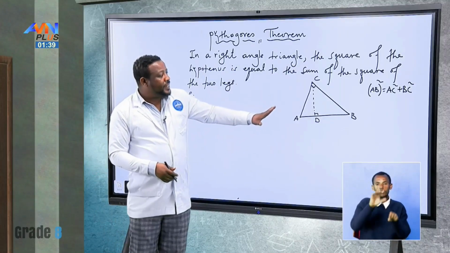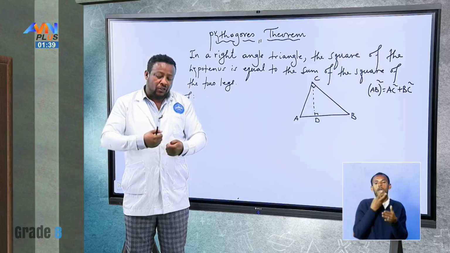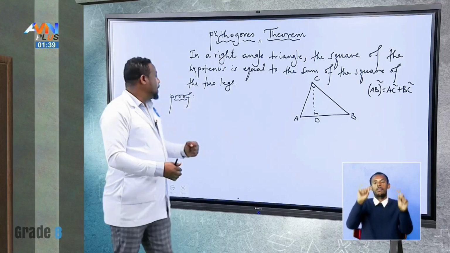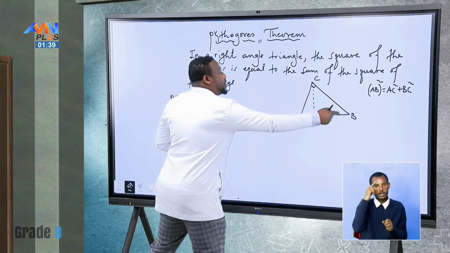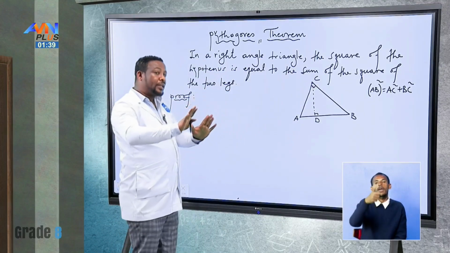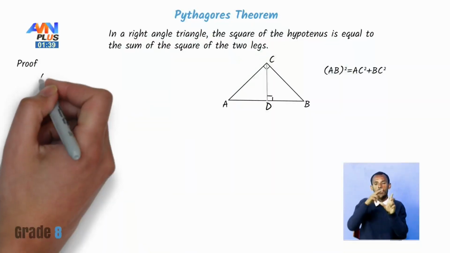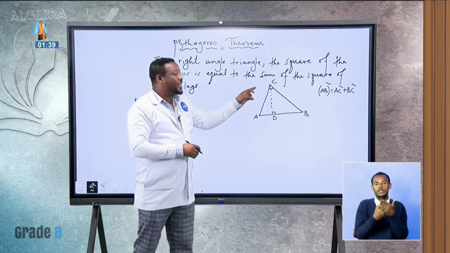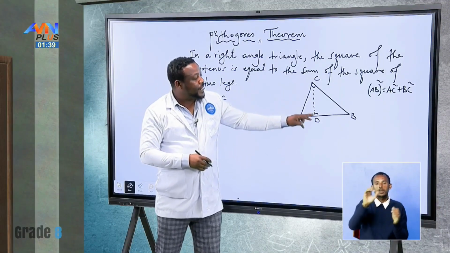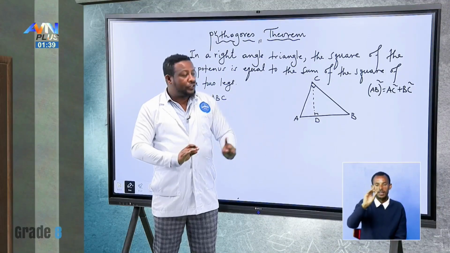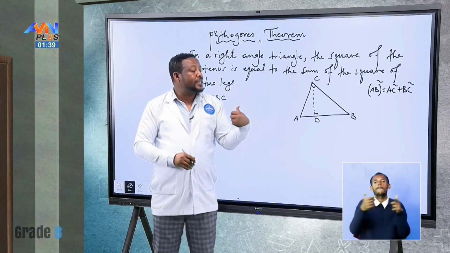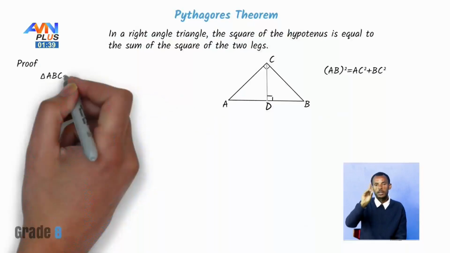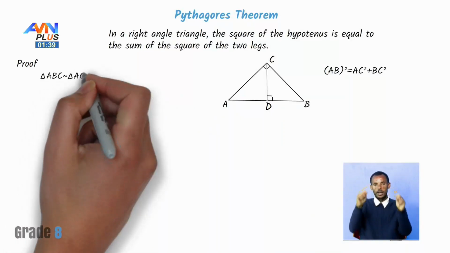In this sketch, we can observe two similar triangles. Consider triangle ABC, the bigger triangle, which is a right angle triangle. I need you to compare this triangle ABC with ACD. Clearly, triangle ABC, the bigger triangle, is similar to triangle ACD.